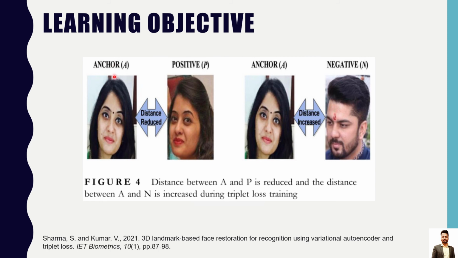If the anchor is from class 1, the positive image has to be from class 1, then only the face will be matching. And the negative, this N value, can be an image selected from the rest of the 9 classes, from class 2 to class 10; any person can be selected. So let's say this is class 9: the A and N distance has to be more, and the A and P distance has to be reduced. So this training is called triplet loss training. For more details you can go and read this research paper.